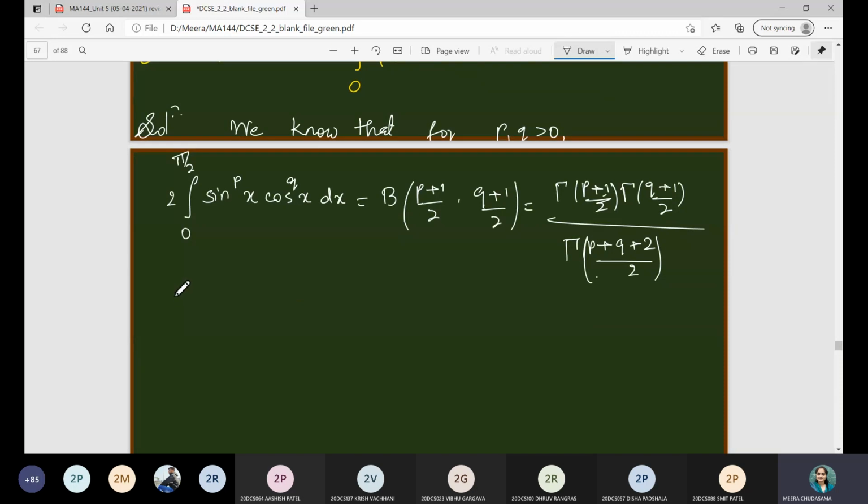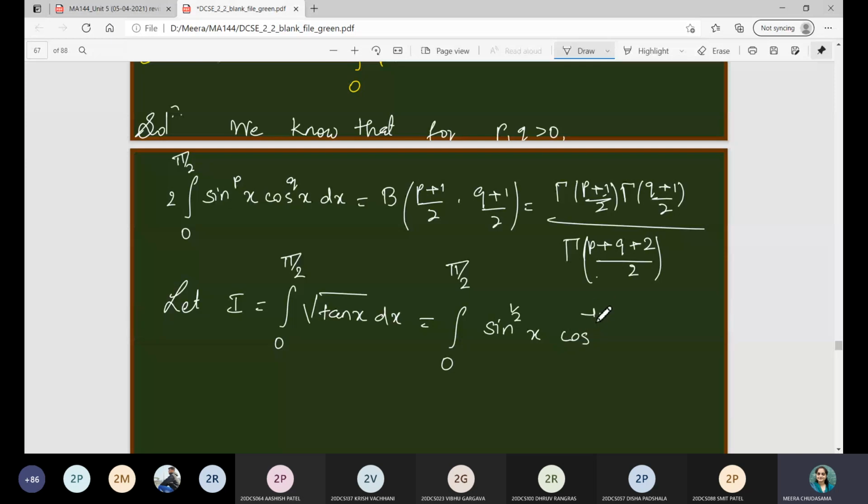Now the given integral, let me consider it as I. So I is equal to the integral from 0 to pi by 2 of square root of tan x dx, which is equal to the integral from 0 to pi by 2 of sine raised to 1 by 2 x cos raised to minus 1 by 2 x dx, right? So here, if you compare this with this one, let me call it star, let us do one thing: the 2 I will consider in the denominator of this one. Here also I have to write 1 by 2.